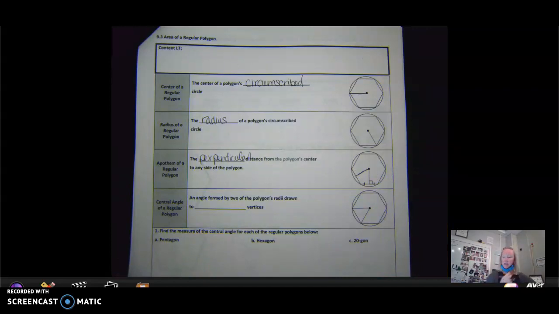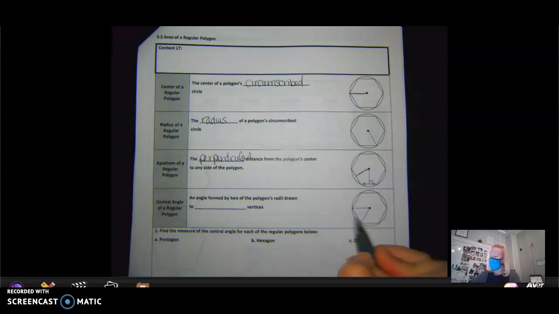So with a regular polygon, wouldn't this always be the shortest distance from the center to the edge of the polygon? Yes, because at the 90-degree angle, it would make it the shortest distance. Yes. Okay, then what we have is a central angle.